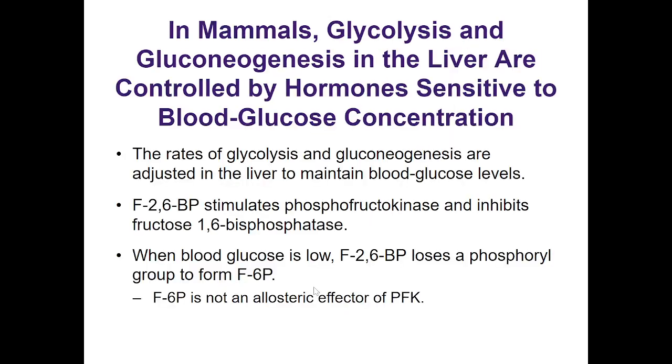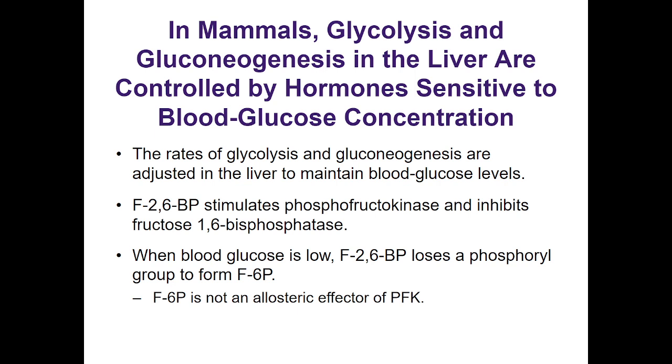Activation and inactivation, I actually should say. So in mammals, the glycolysis and gluconeogenesis in your liver are actually going to be controlled heavily by the hormones. They're sensitive to the blood glucose concentrations. Your rates of glycolysis and gluconeogenesis will be adjusted in your liver to maintain your blood glucose levels. This is then for your red blood cells, your brain, your liver, and your heart all need this, though your liver can do it itself.